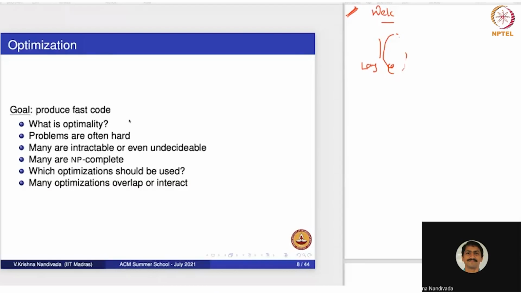Sometimes it's even a headache to find out which optimizations to use, because not all optimizations work well together, because they may overlap or interact. If you do A followed by B or B followed by A, where A and B are optimizations, you may get behavior which is slightly unexpected or unwanted, right?